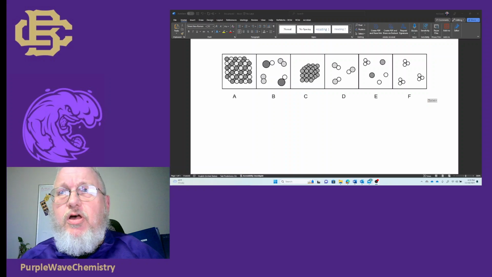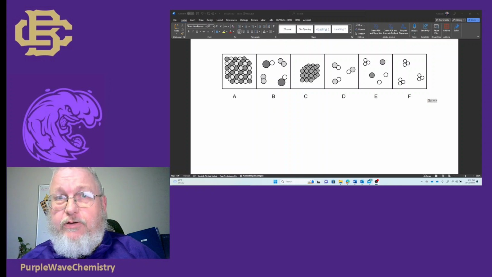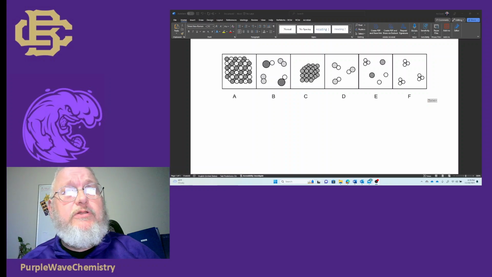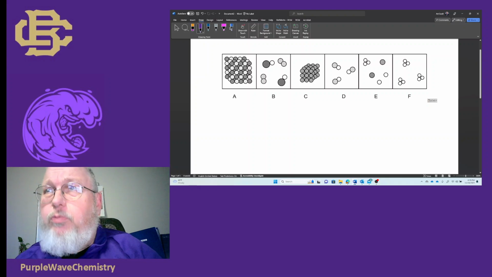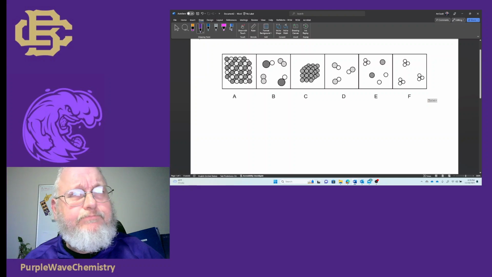Let's talk about some of these particle level diagrams, okay? I've got here on my little screen all kinds of particle level diagrams. Let me get a little draw function here. All right, I got it. Let's look at some of them and what they mean, and let's explore them and think about them.